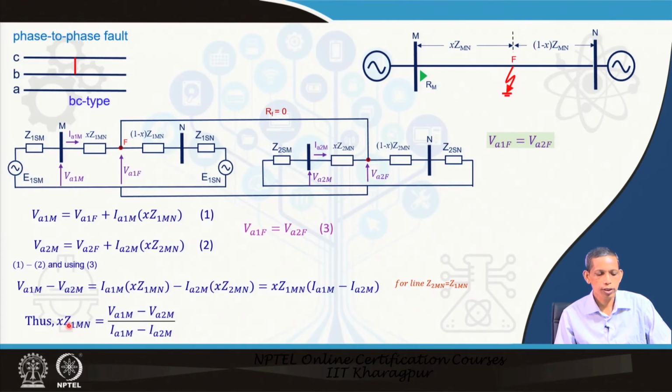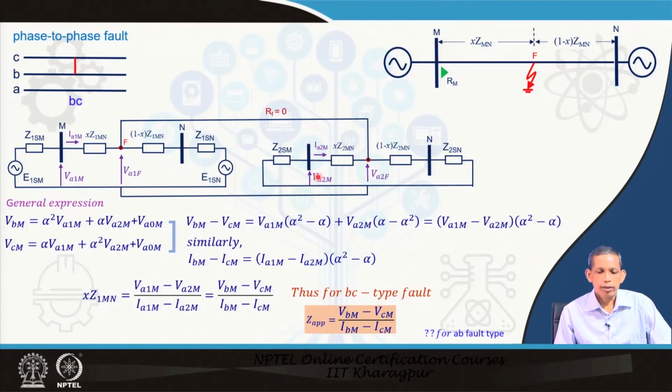Therefore, x Z1mn, the positive sequence impedance up to the fault point from the relay, equals Va1m minus Va2m divided by I1m minus I2m. That is, the positive sequence voltage minus negative sequence voltage divided by the positive sequence current minus negative sequence current at the relay bus.